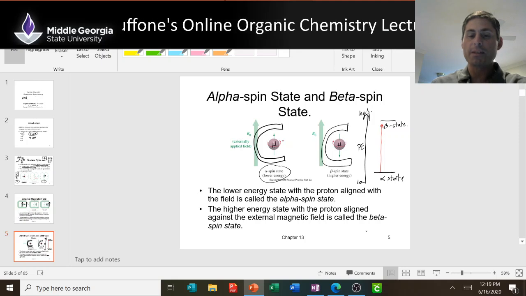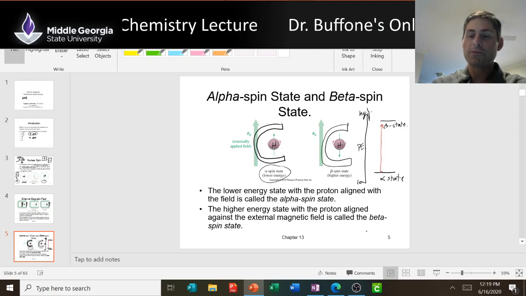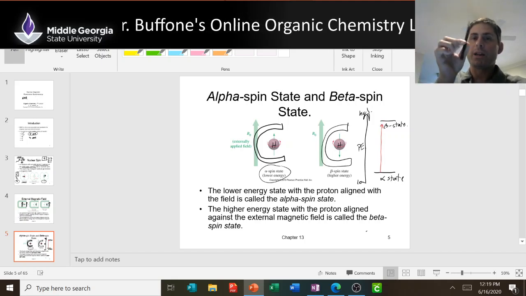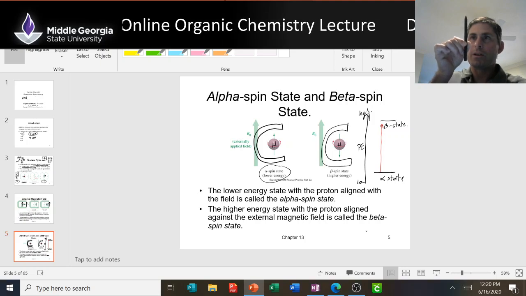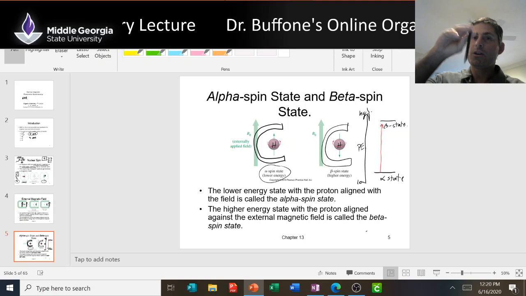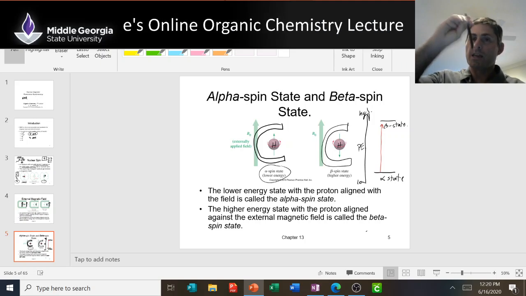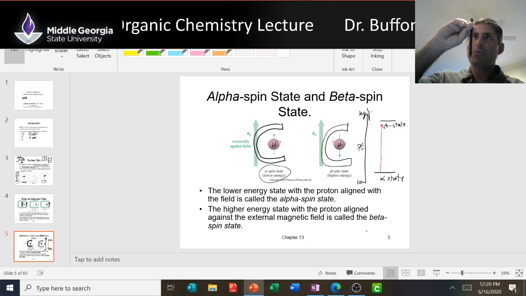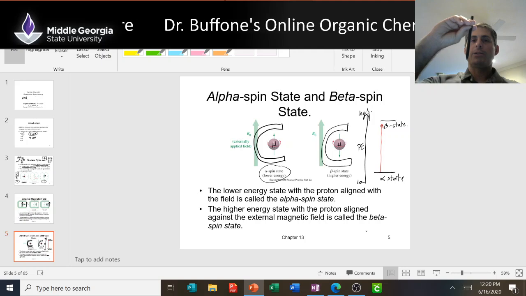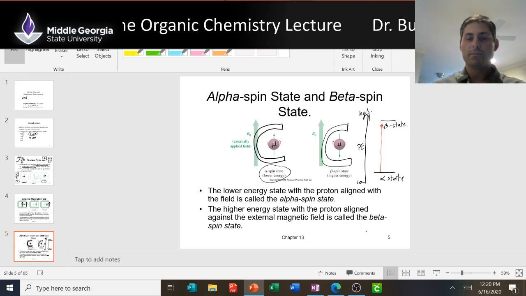So if I pulse this guy, if I give it energy, it can change spin states from the alpha spin state to the beta spin state. But what's going to happen when it goes from alpha, where the proton's little magnetic field is aligned with the external field, to the beta spin state, where the magnetic field is now opposing? When it doesn't get any more energy, it's going to automatically flip back. And from that, we get a signal.